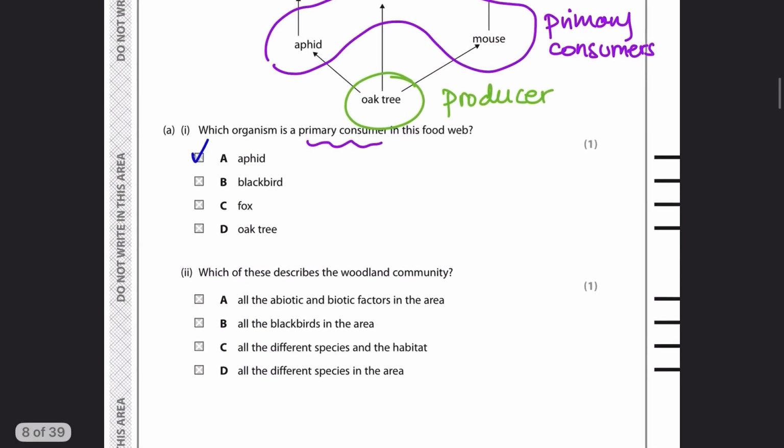And down here it says, which of these describes the woodland community? So community, the definition of a community is all of the different species living in that area.